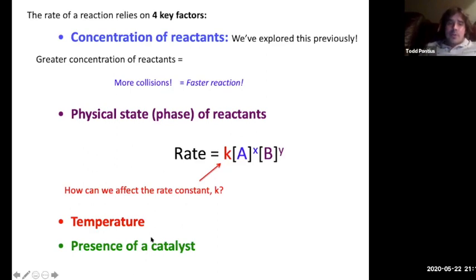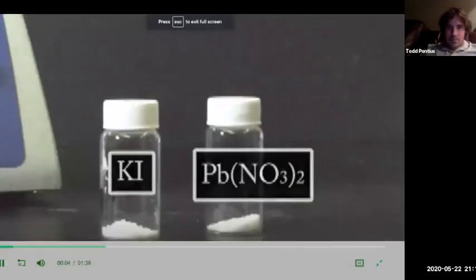So now what we're going to do is explore how the physical state of the reactants will affect the reaction rate. Then we'll look at temperature and presence of a catalyst, and we'll see that we can actually modulate the value of our rate constant K. So with that said, let's take a look at some videos that showcase the importance of the physical state of reactants. Lead iodide as one of the products.